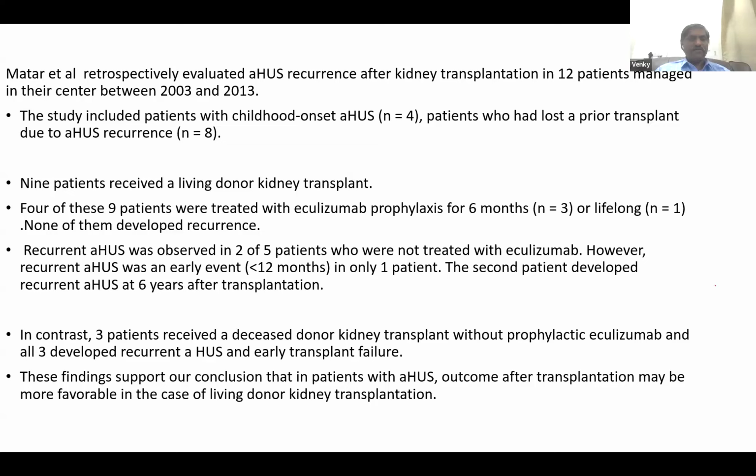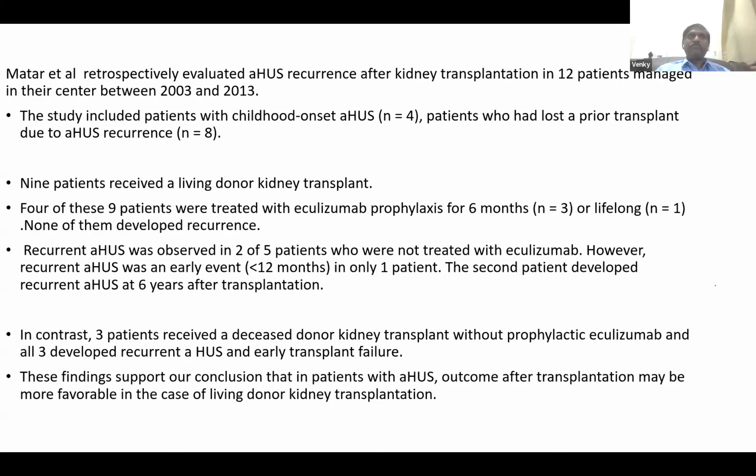Out of these 5, 2 had a recurrence. But when we see the cadaver group, 3 patients received no prophylactic eculizumab, and all 3 patients had recurrence, and early transplant failure was seen in all 3 patients. Whereas here, some grafts were salvaged in the living transplant patients. This finding supports that in patients with atypical HUS, the outcome may be more favorable with living donor transplant.